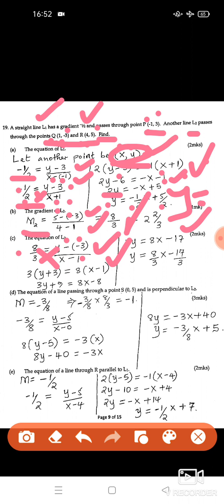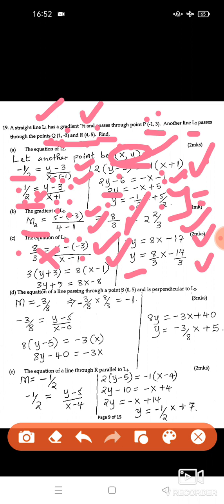Then from there, we open brackets and rearrange the equation so that we have 3y equals 8x minus 17, and to remain with y on this side, we divide through by 3, so that we will have y equals 8 over 3 x minus 17 out of 3. So that is the equation in its simplest form.